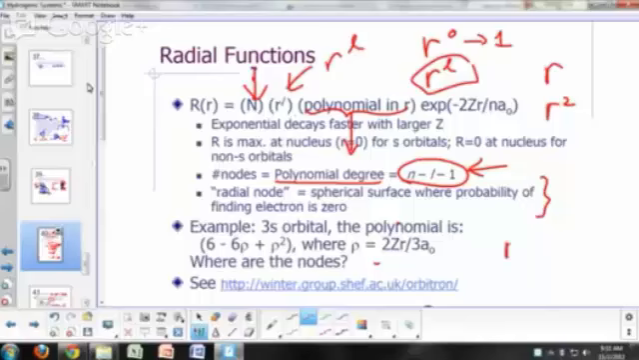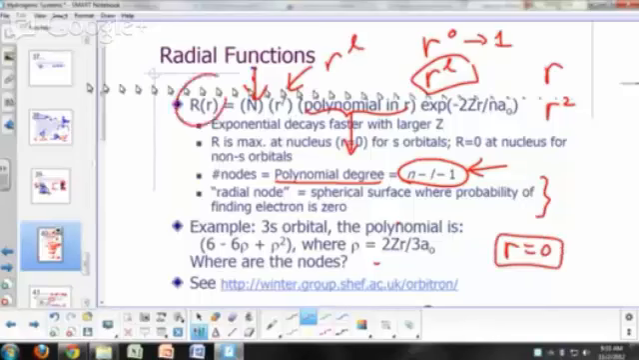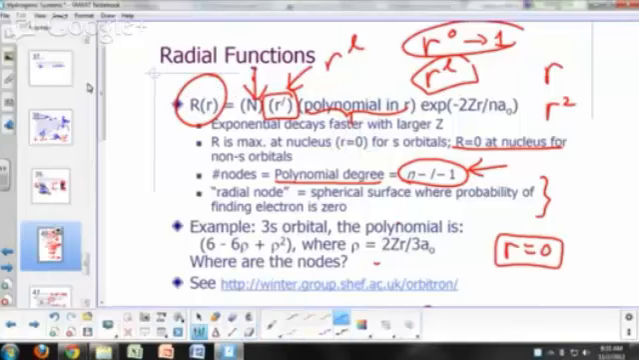You'll also notice that when r is 0, your radial function is 0 unless it's an s orbital, because in an s orbital this term does not appear. So if you have a p orbital, a d orbital, or an f orbital, at the nucleus the radial function is 0. For s orbitals, the maximum value of the radial function occurs at the nucleus. The most probable point among all possible points for an electron in an s orbital would be at the nucleus.